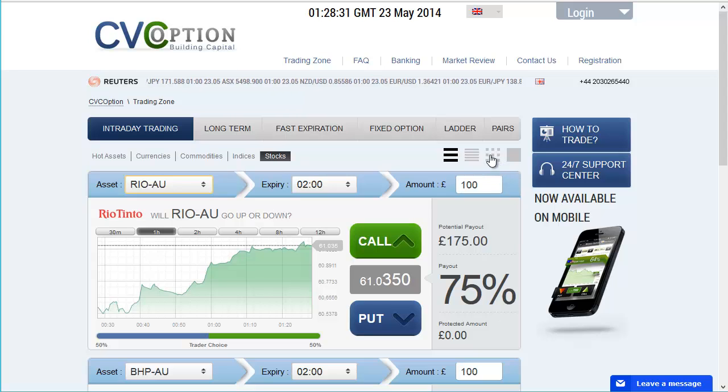That being the case, you can see that there is quite a bit of trading opportunity in this particular market maker, the CVCoption, and as a result, it gives you the ability to play several different types of markets at the same time without having to have a specific account for stocks, for indices, etc. So it gives you the ability to take advantage of the interconnectivity that we see in the global market.